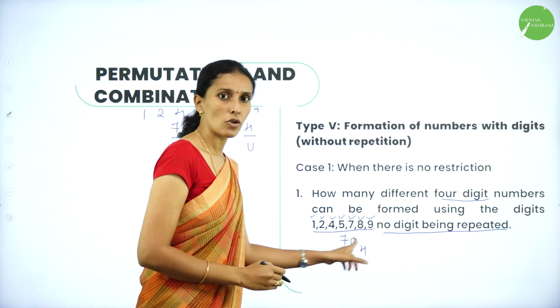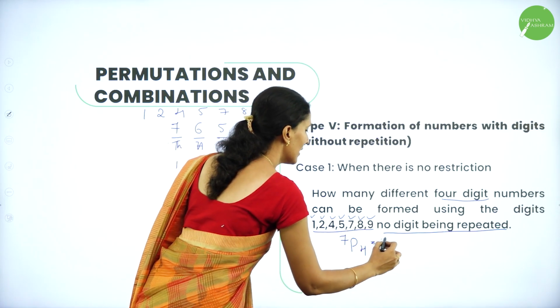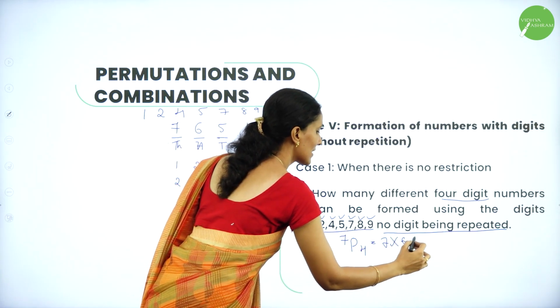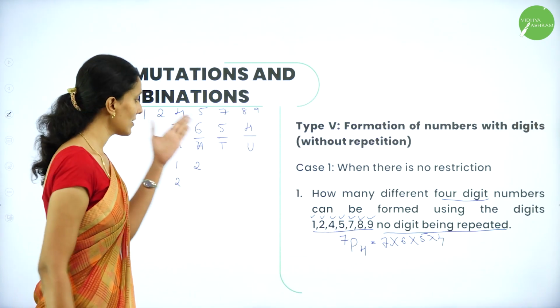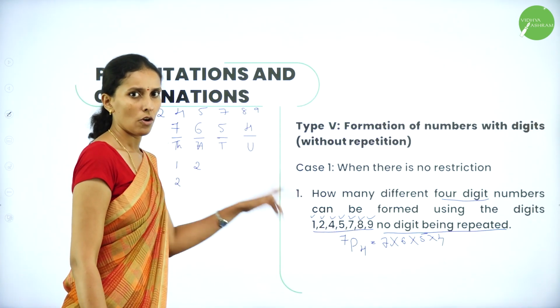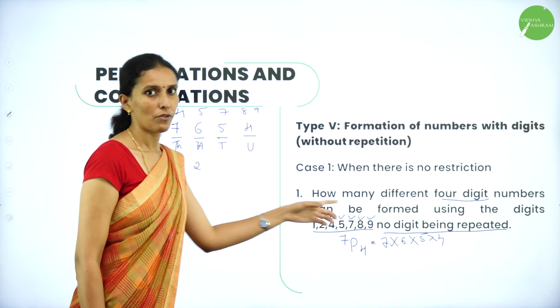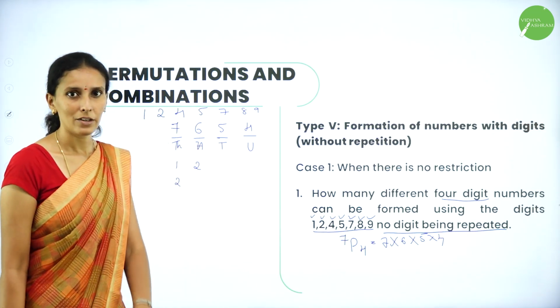What do you mean by 7P4? Choose 4 factors of 7 factorial. That is 7 into 6 into 5 into 4. So is it one and the same? So these are 2 methods to find. Okay, one is formula method. This is one more logical method we can use.